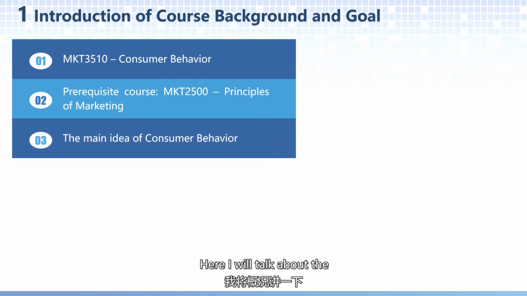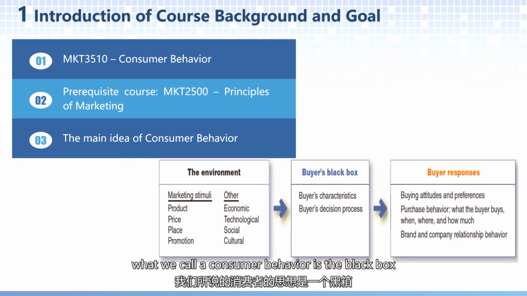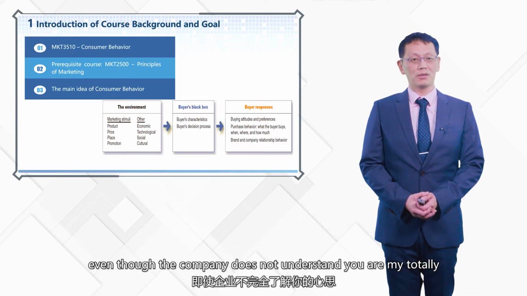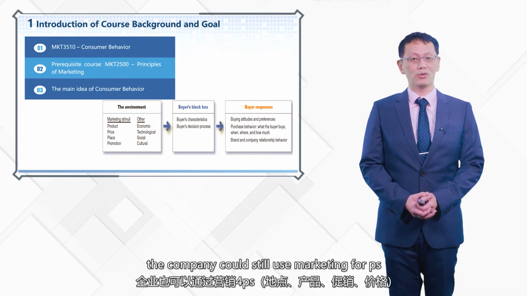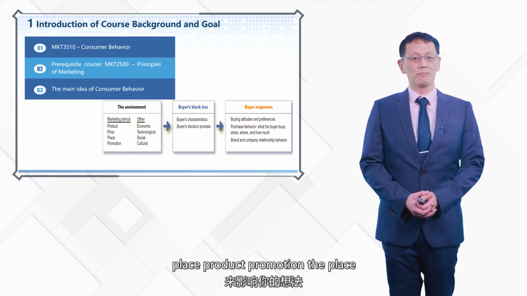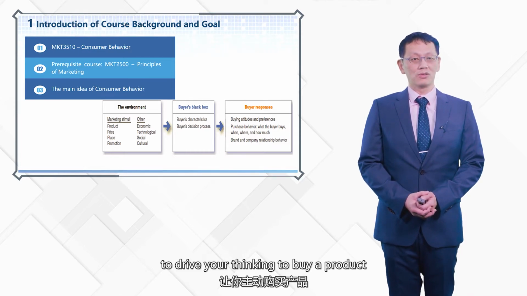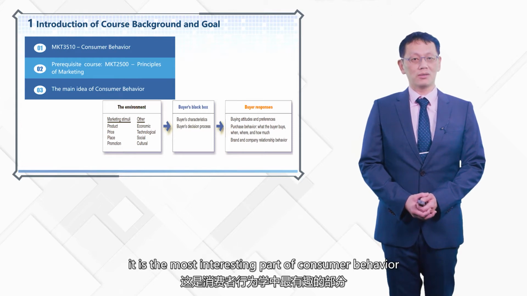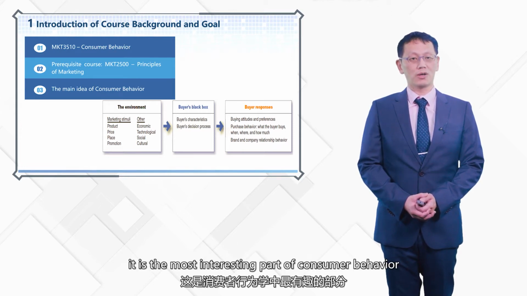Here, I will talk about the main idea of consumer behavior. Please check the photo below. In general, what we call consumer behavior is the black box. From a company perspective, even though the company does not understand your mind totally, the company could still use the marketing 4Ps, place, product, promotion, to drive your thinking to buy a product. Therefore, it is the most interesting part of consumer behavior.